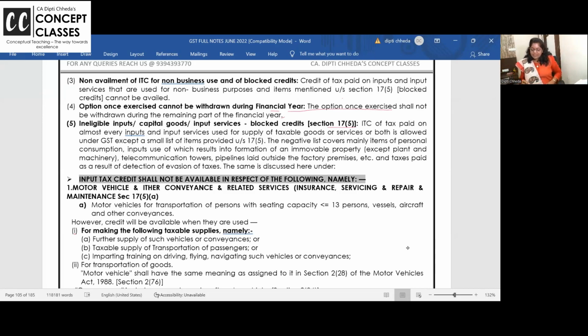So, section 17 says ITC of the tax paid on almost every input and input service used for supply of the taxable goods or service or both is allowed under GST, except a small list. The negative list covers mainly items of personal consumption, input use of which results into formation of immovable property, except plant and machinery के लिए allowed है. Plant and machinery कभी-कभी ना, by the time you install plant and machinery, you bring the machinery, you bring the pump and you bring the pipes and all.